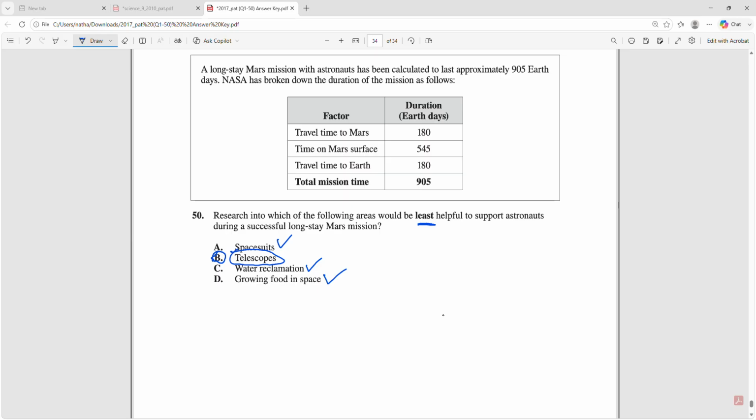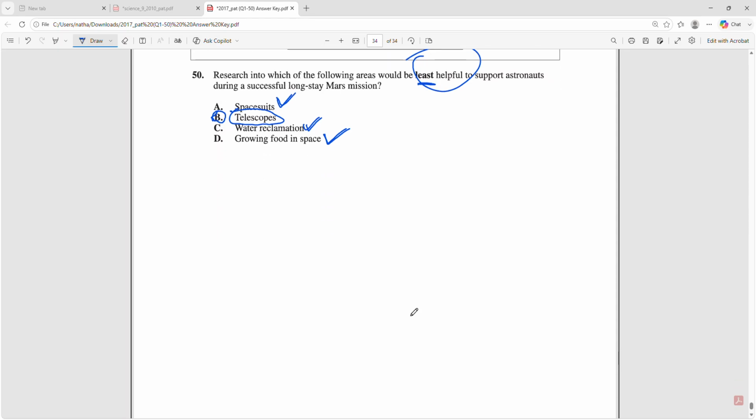Telescopes, compared to those things, really not that helpful. I mean, it's something they might want to do a long time in the future, to have maybe telescopes set out there to observe other parts of the universe. I don't know, but it's more important their actual survival on that planet, and all those other things are going to be helpful for that. So the telescopes, in comparison, are the least helpful to support them on a mission like that.